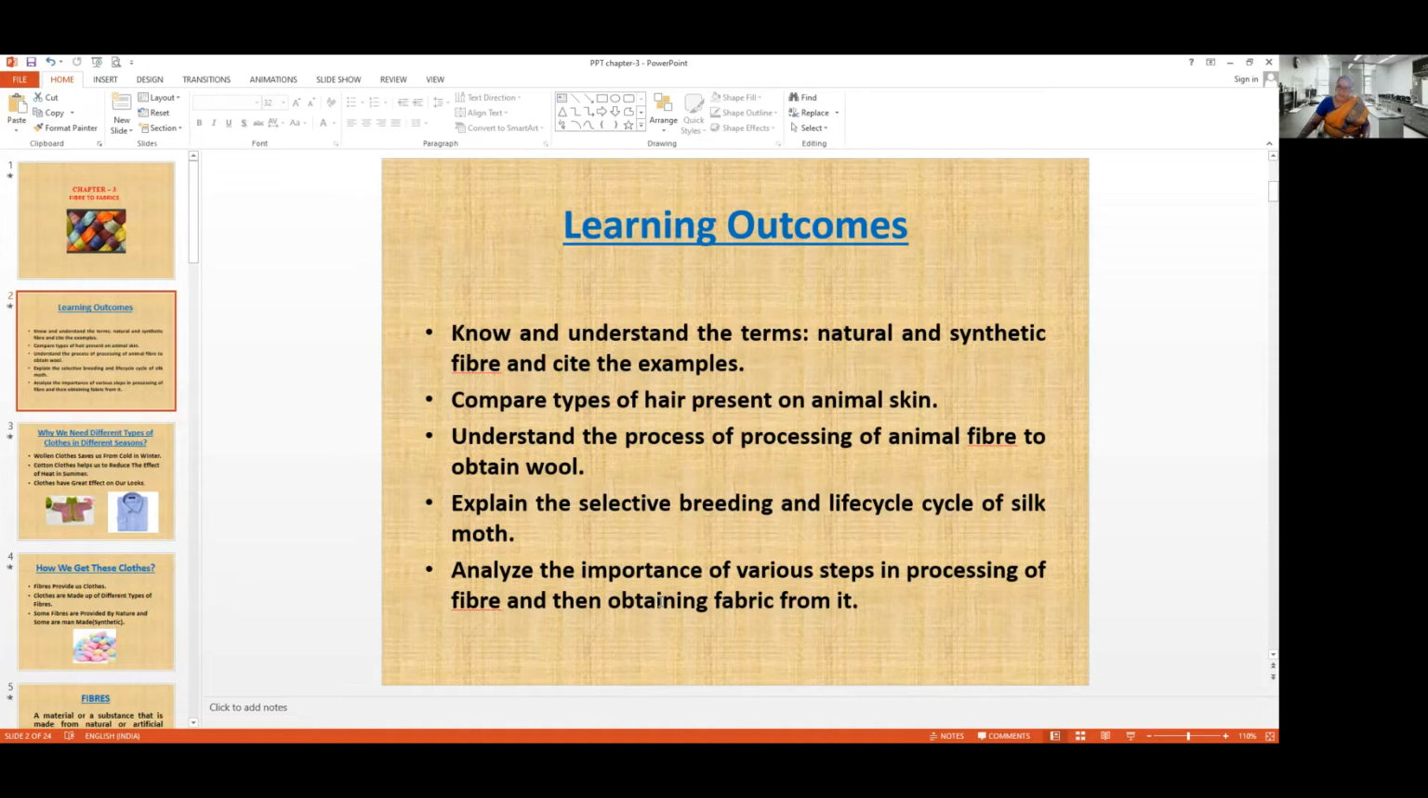I think in 6th standard you might have learned only about plant fibers, how to process cotton and how to get jute fiber. Now this year we are going to see purely animal fibers, how to process wool and how to process silk.